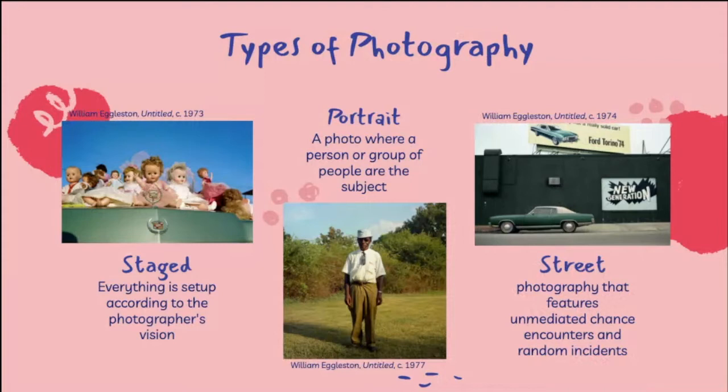And there are so many different types of photography. There's photojournalism or nature photography or fashion photography, but I boiled it down to three different broad terms. There's staged, where everything is set up according to the photographer's vision. And in this example, you can see the dolls on top of the Cadillac hood, and they're all placed very meticulously. So William Eggleston manufactured this to give you a certain look to it, and he wanted you to get a certain feeling from it.